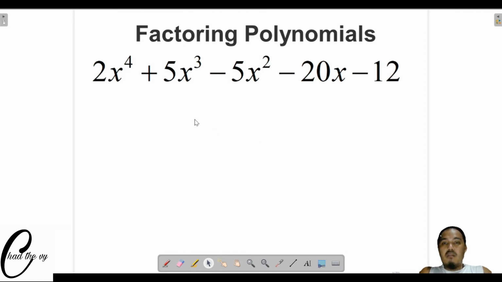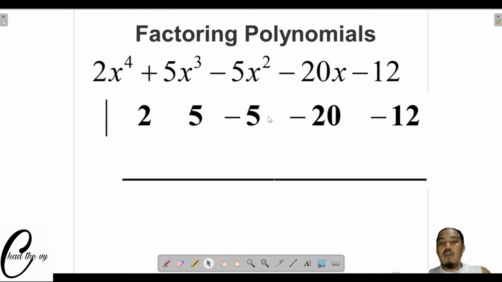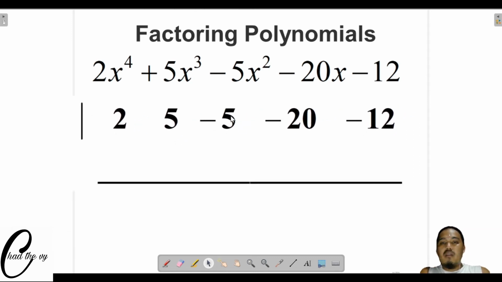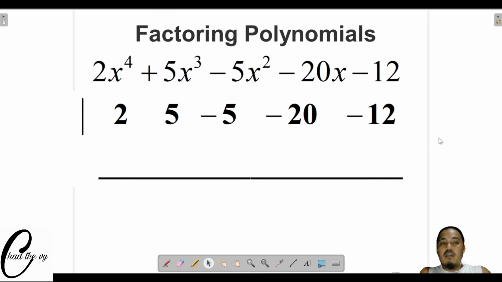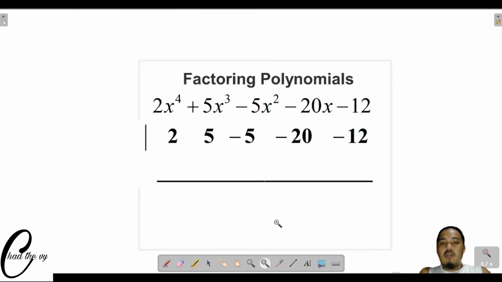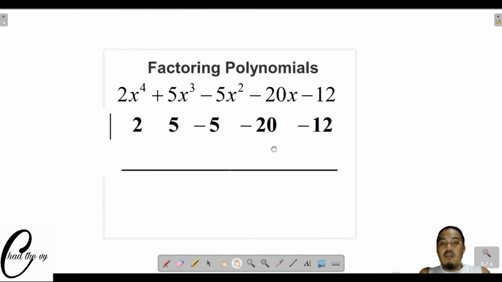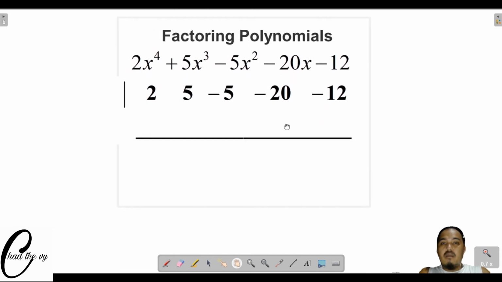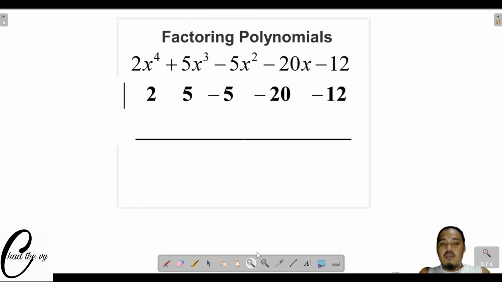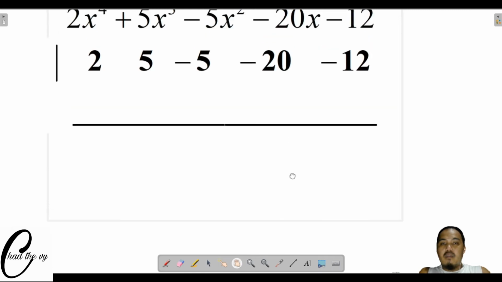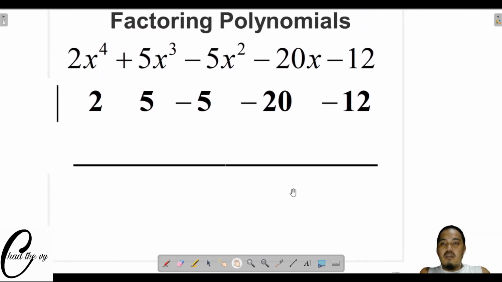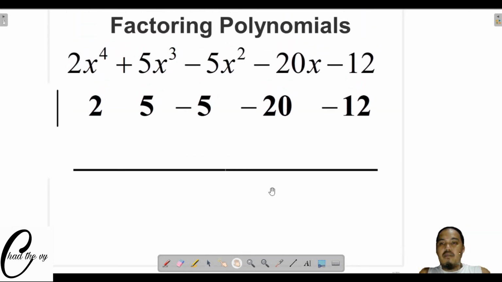So, isa pa tayong example. 2x raised to 4 plus 5x raised to 3 minus 5x raised to 2 minus 20x minus 12. Factor natin yan. So again, gamitin natin yung synthetic division. Lagay natin yan.